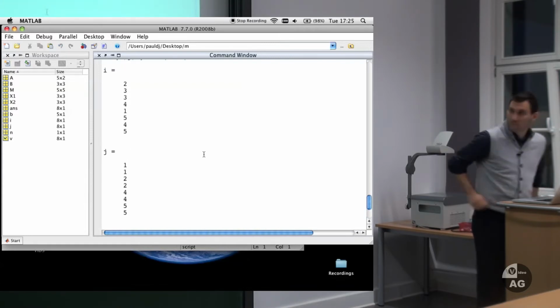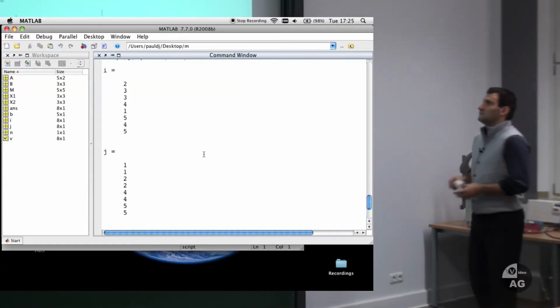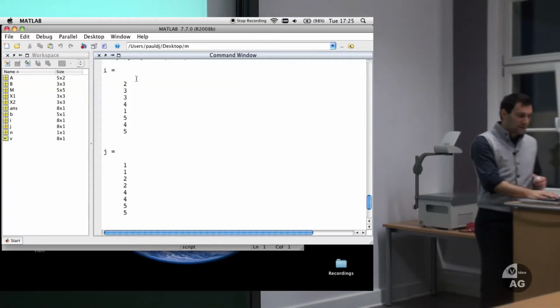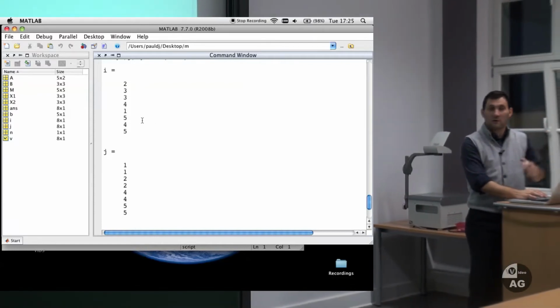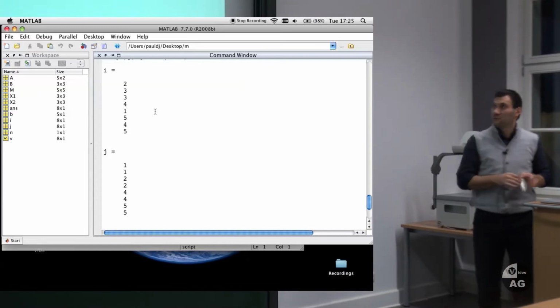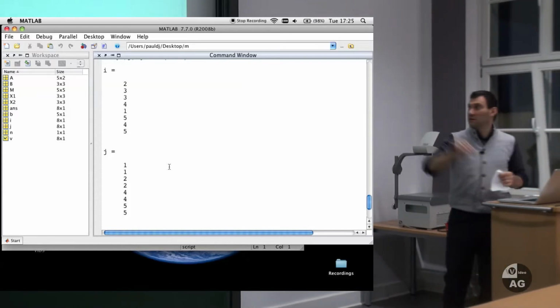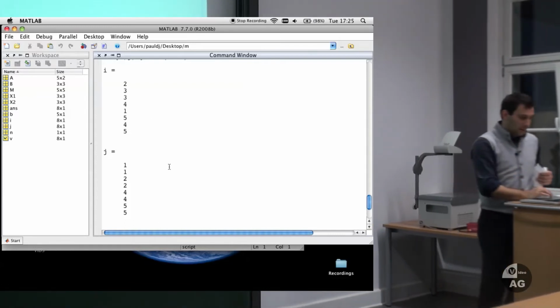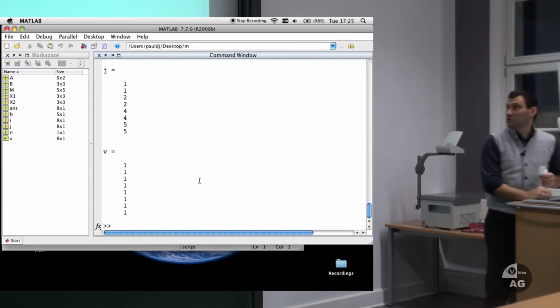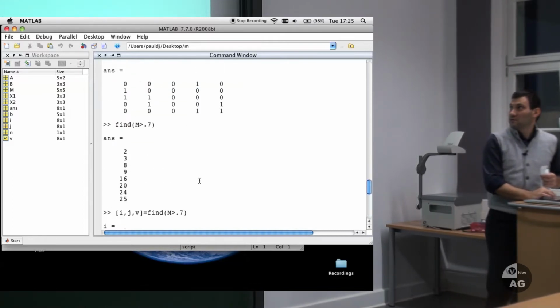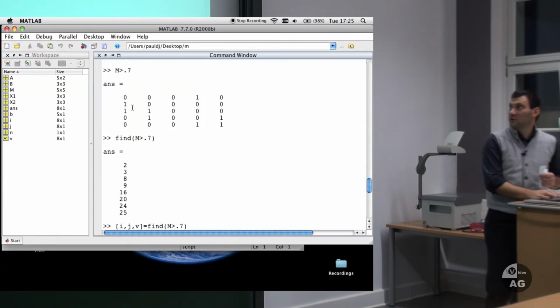Okay, what do I have here? I have I being the x, the row coordinates of the entries that are different from 0, J being the y coordinates, and v being the values. So v is easy because this matrix only contains ones.